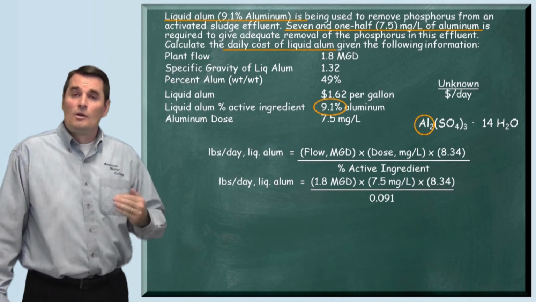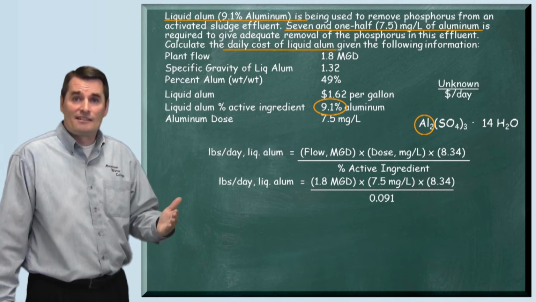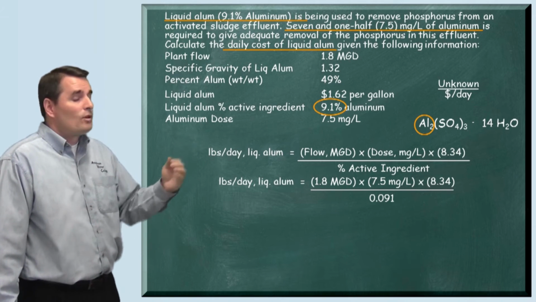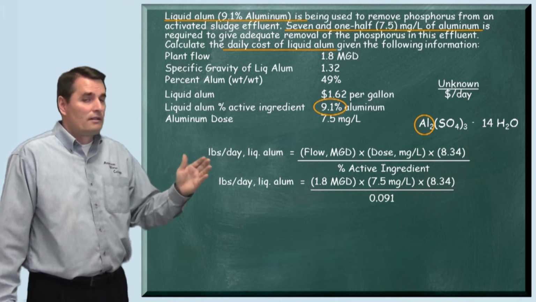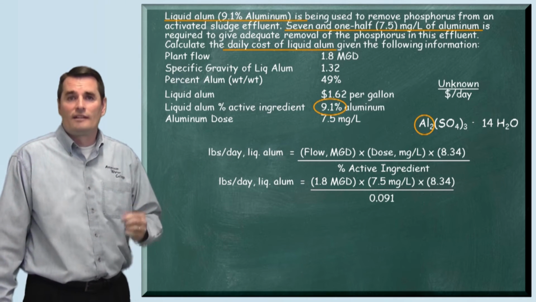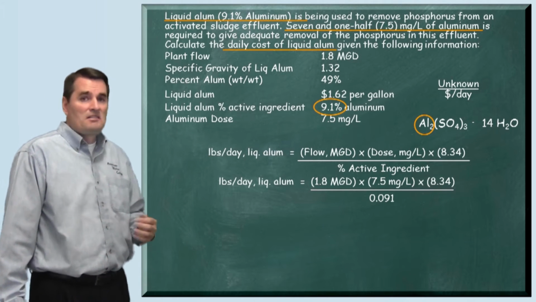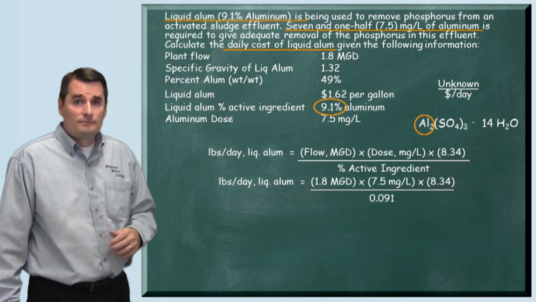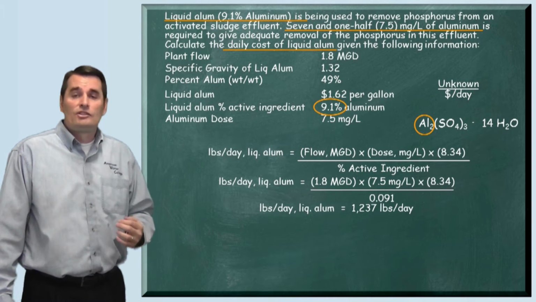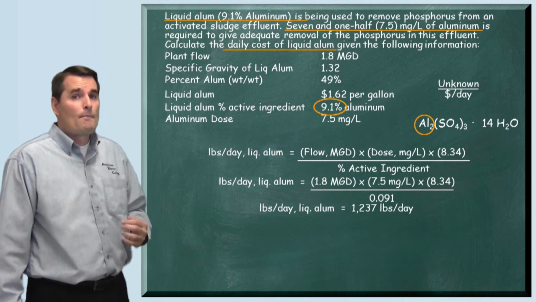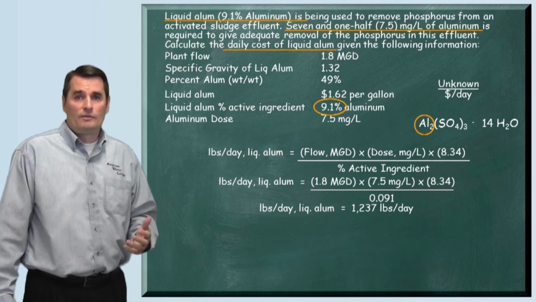But remember, whenever we use percentages in these math problems, we enter them as decimals. So the decimal form of 9.1% is 0.091. Well, now that we have all the numbers plugged in, we simply punch that into our calculator, and we see that we're dosing at a rate of 1,237 pounds per day. So that's how much liquid alum we're using.